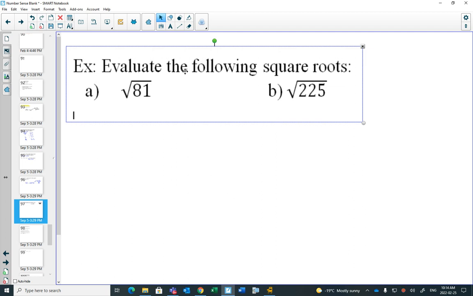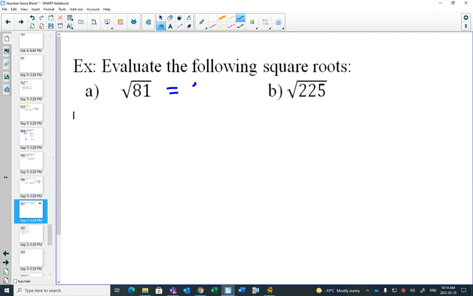Okay, so without a calculator, when you have the square root of 81, you're looking for what times what is 81? 9. Now, 225 might be one you need your calculator for. Unless you have your 15 times table memorized. 15 times 15 is 225.